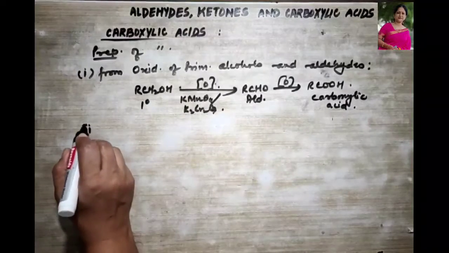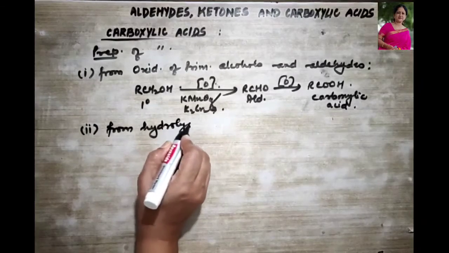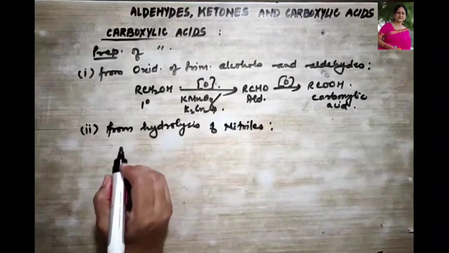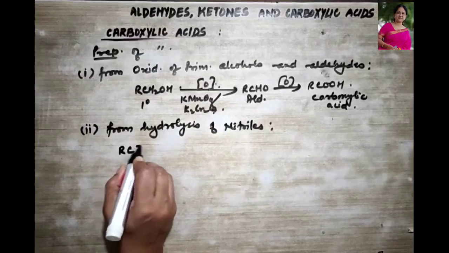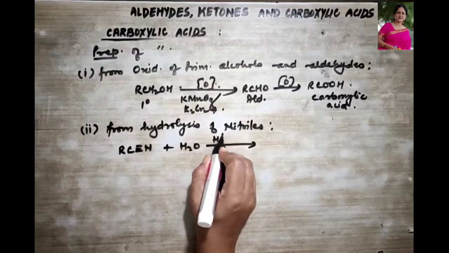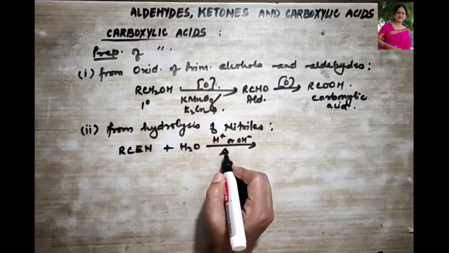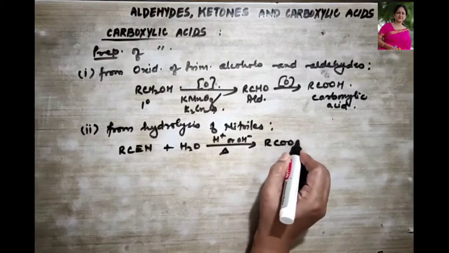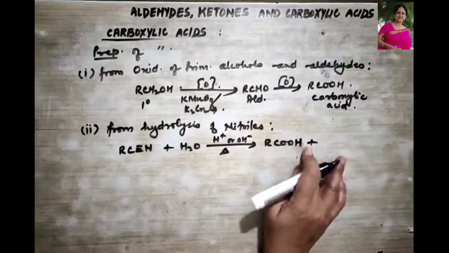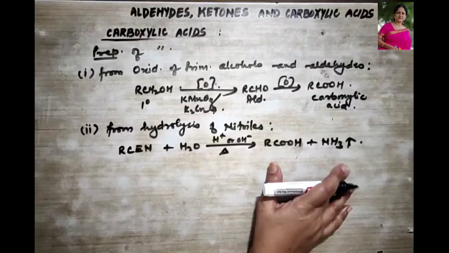Then the second one is from hydrolysis of nitriles. So if we take a nitrile, for example R triple bond N, and we add water to it in the presence of a base or an acid and heat, then we will get the carboxylic acid and ammonia gas will be released.